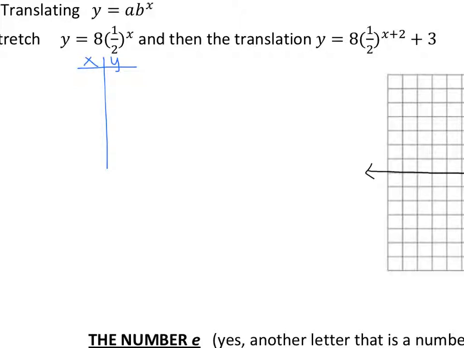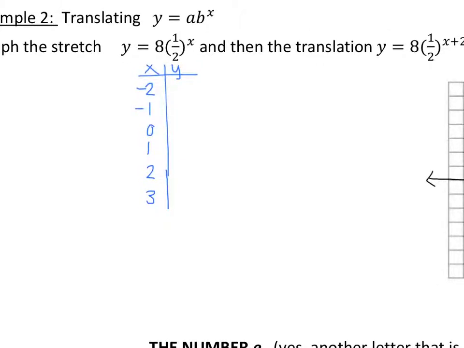So I'm going to do my same points again. -2, -1, 0, 1, 2, 3. We'll see where that puts us. Which one you want to try to figure out? 0 sounds good. Okay, so if you plugged in 0, that would be 8 times 1/2 to the 0. So just 8. Okay. And what is our growth or decay factor here?